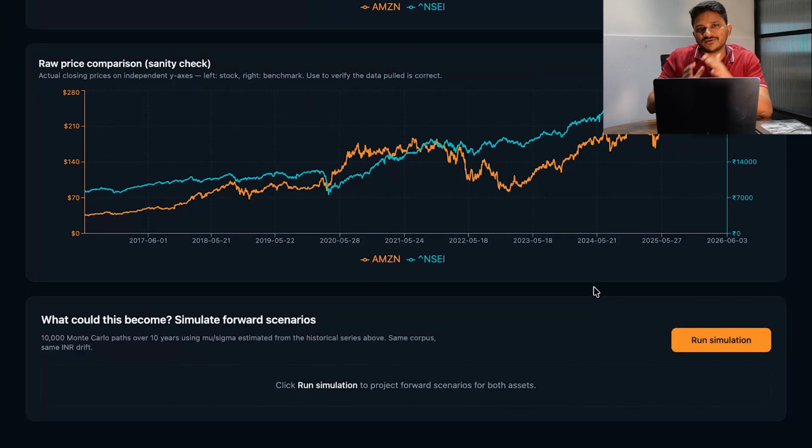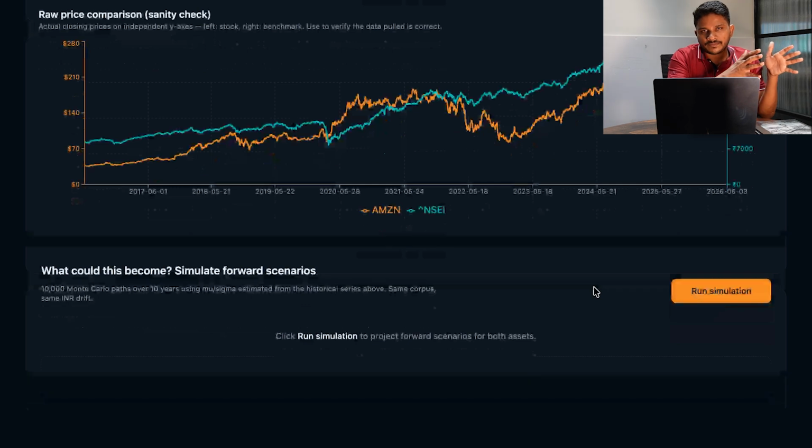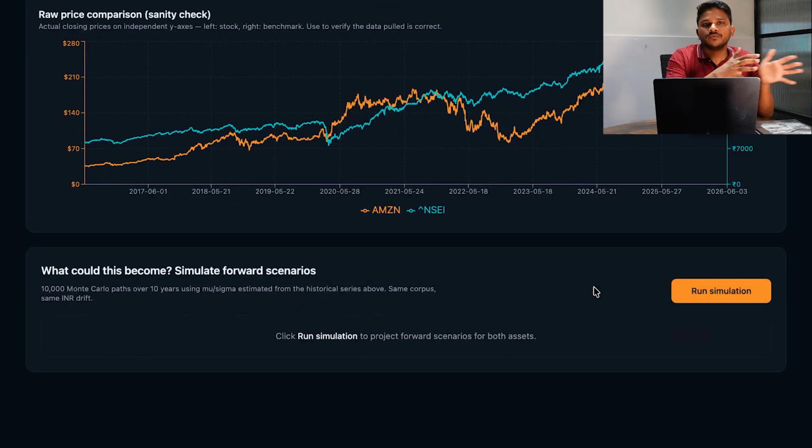Now, what we've seen so far is historical basis. Now, what we are going to look at is more like a forward simulation. So what I meant by that is we basically take a representative metric from the historical data for both Amazon and Nifty and do about 10,000 odd simulations to see how could the price trajectory go for both Amazon and Nifty 50. And that's exactly what we did here.